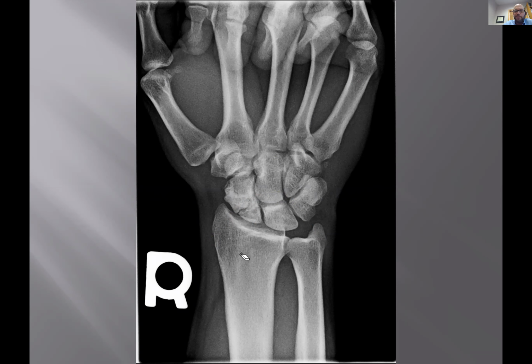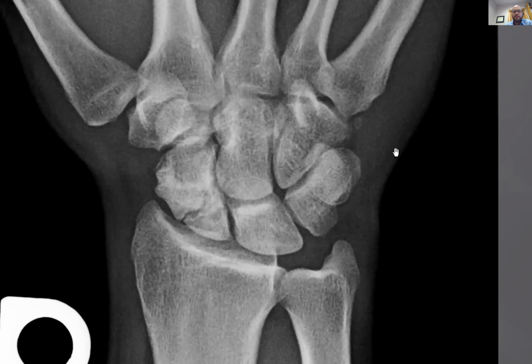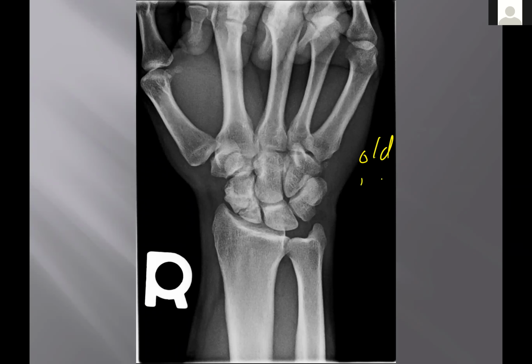Question though, and I'll blow it up for you. Question number 2 then is, do you believe, in your opinion, is this an old fracture of the scaphoid or a new fracture of the scaphoid? Old. Okay, we got a vote for old. Any other opinions? I vote for new. Okay, we got new. We got one old, we got 1 new. Any other votes? Okay, we got some votes here.